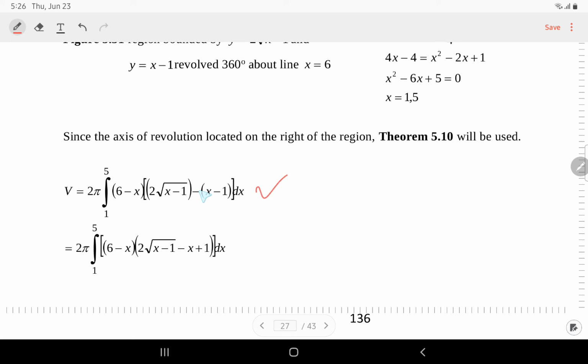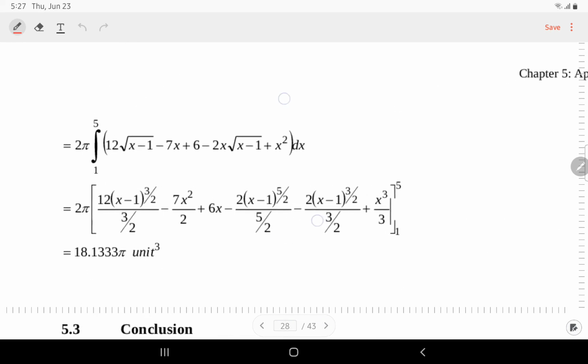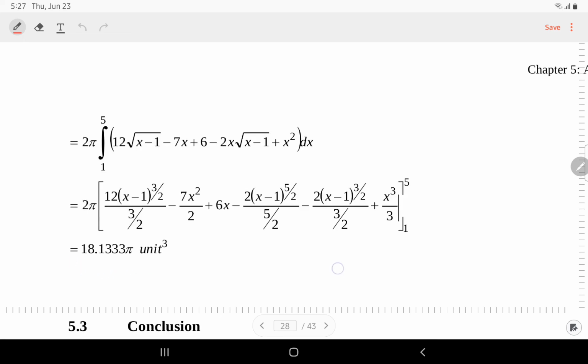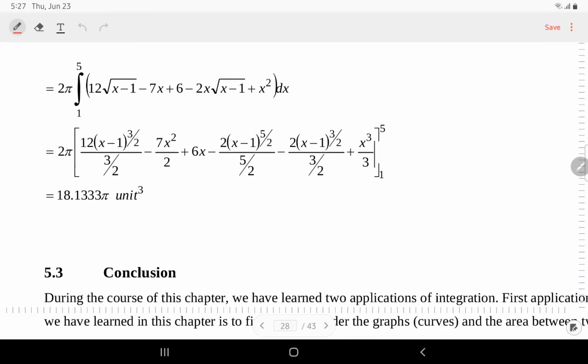Okay, remember dekat sini negatif. So negatif dia akan jadi positif. Okay, lepas tu selesaikan dalam bracket, and then integrate semua. Masukkan limit 5 dengan 1. Dekat sini dia ada skip jalan kerja lah, dia tak tunjukkan. Masukkan 5 dengan 1, dan nanti dapat jawapan last kali, multiply with 2 pi. So you can write your final answer in term of pi. Okay, so that's all for the example for shell method.